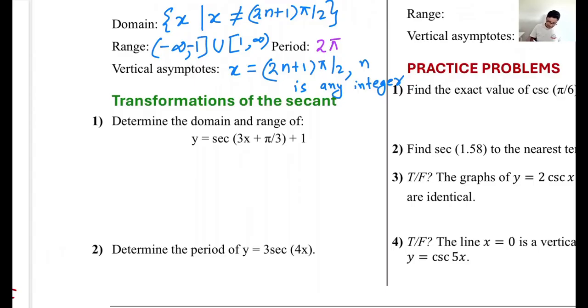So for example, if you take this function sec of 3x plus pi over 3, plus 1, let us see. Okay, we have to understand what that transformation does to the graph, and then we will be able to talk about the domain and range. I'm going to show you here the process, for a general secant and cosecant function, how to obtain the domain and range.